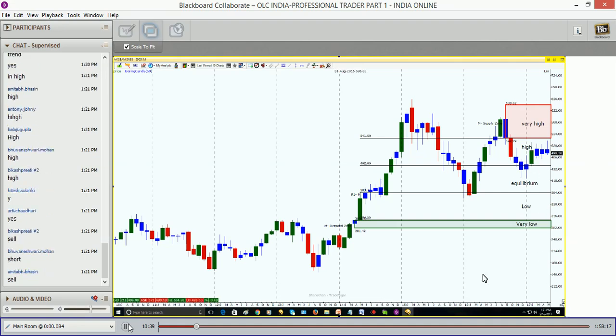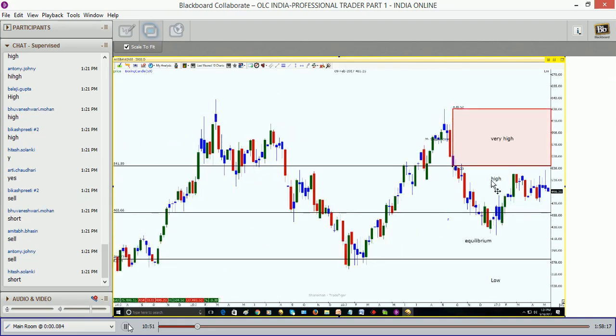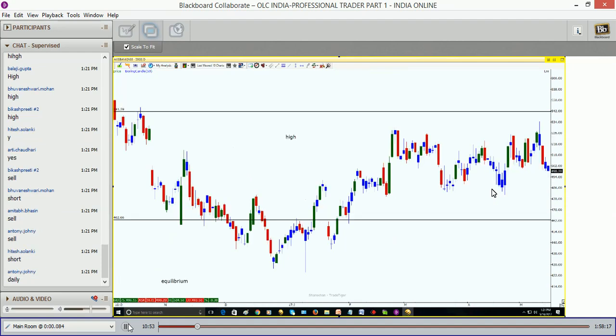Should I ideally be looking to sell or should I ideally be looking to buy? What is the ideal scenario? Ideal scenario, we are looking to short. Which time frame am I looking to short, friends?